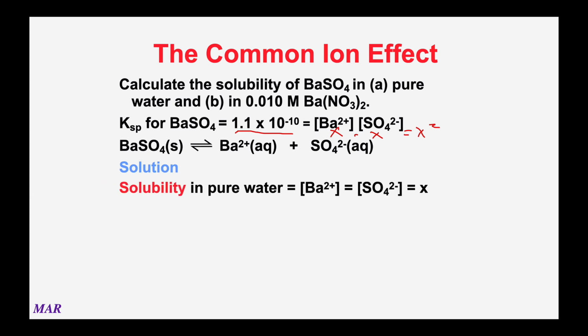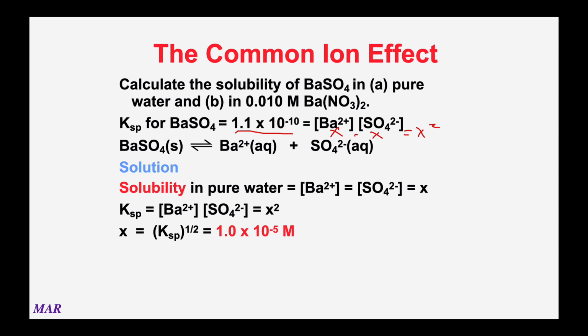The solubility, like I said, is oftentimes represented as X. You can represent it as anything you want to. And that solubility literally is the moles of barium sulfate that dissolve per liter in order to make a solid. But because it's 1-to-1 with barium ions and sulfate ions, barium ions equals sulfate ions equals solubility. And again, to find solubility, take the square root of that KSP, square root of 1.1 times 10 to the minus 10th. X value 1.0 times 10 to the minus 5 moles per liter.